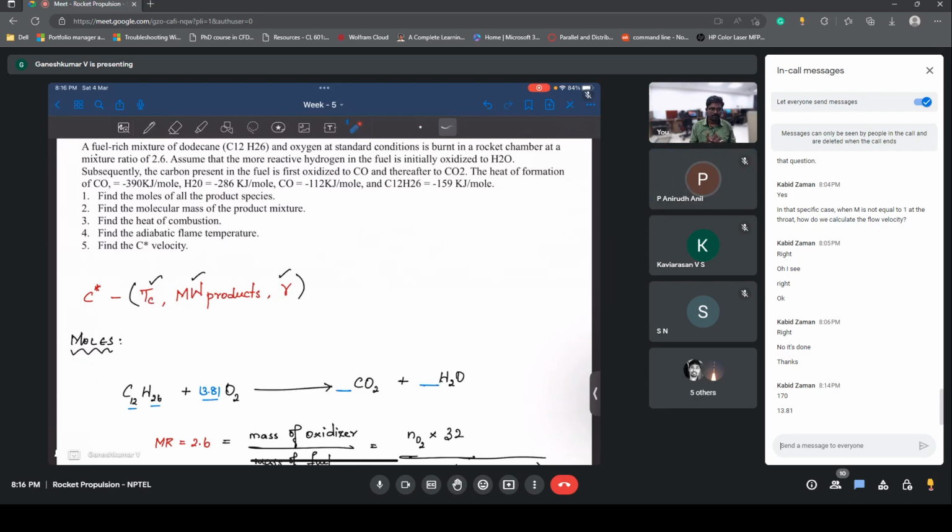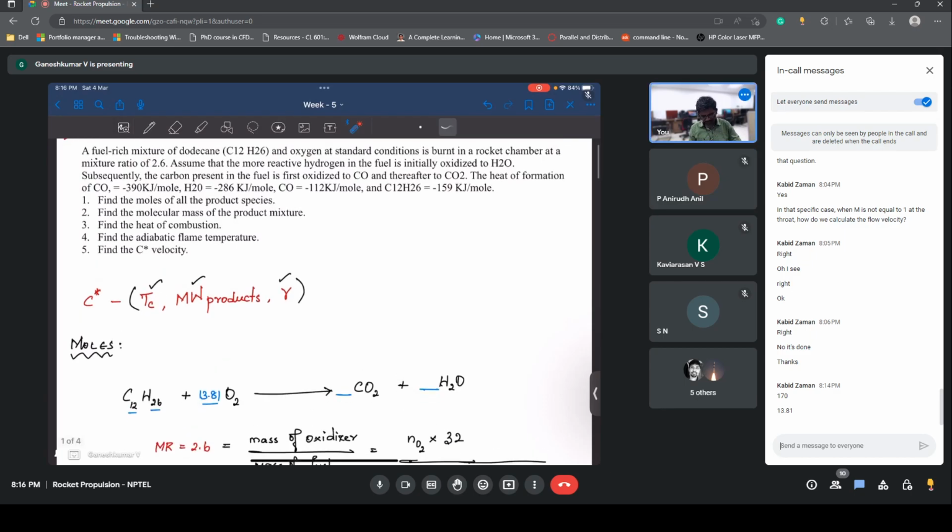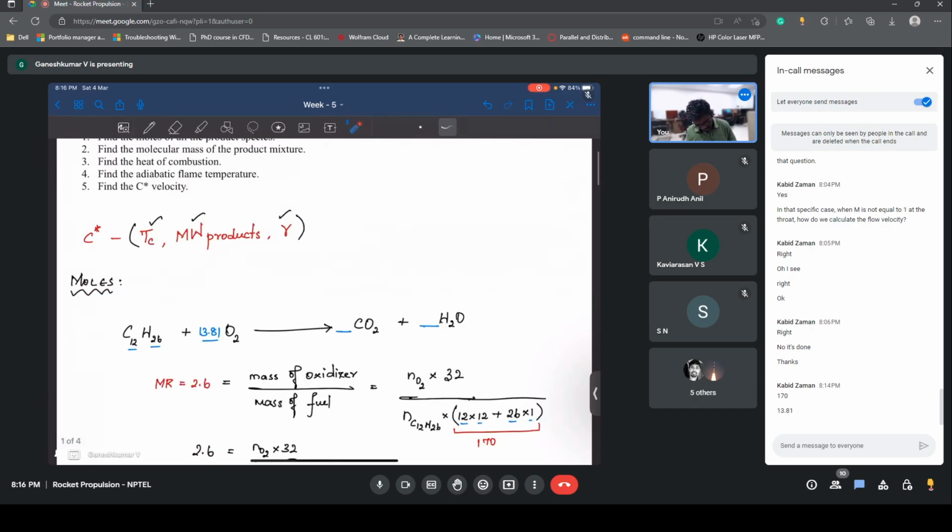then it gets converted to CO2. Anirudh? Yes, I had a doubt: why did we consider C12H26 as 1 mole? Right, so actually it is a compound. Okay, C12H26 is a compound, and how many moles of compound you have is 1 mole. So basically when I wrote this equation, I wrote for per mole of fuel. Okay, so for 1 mole of fuel, how much oxidizer I got, and based on that oxidizer, how many moles of product species you are going to have.